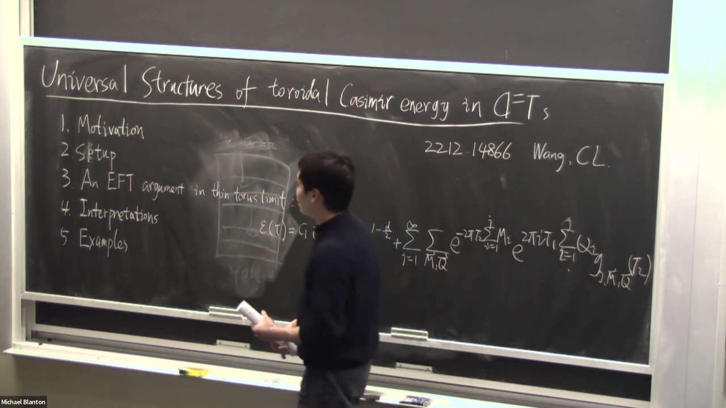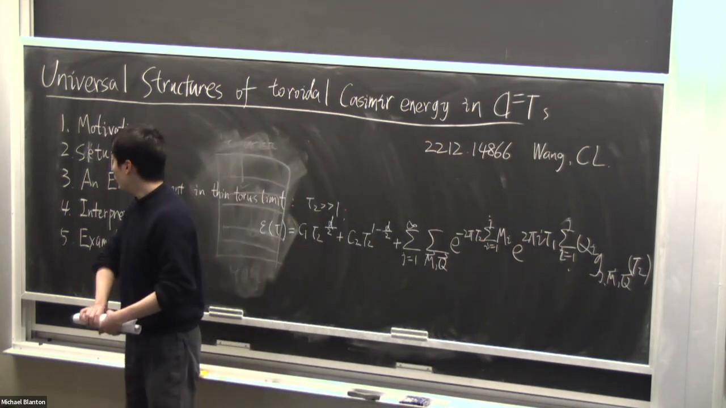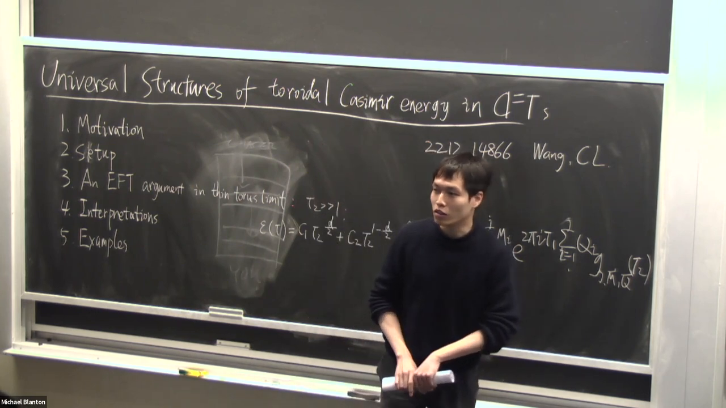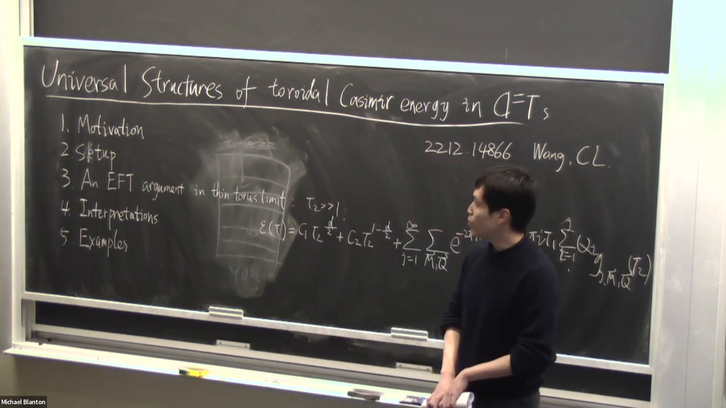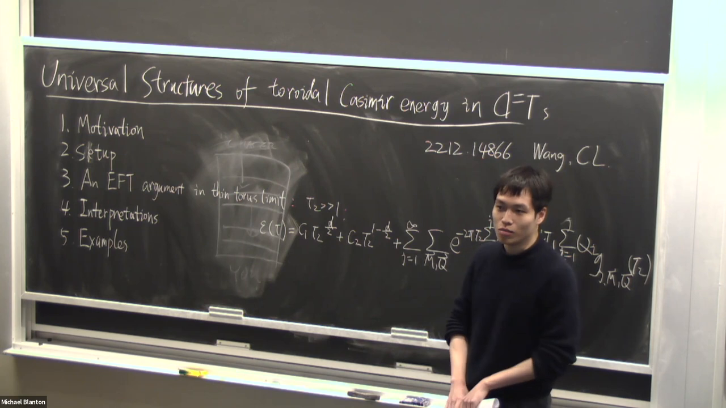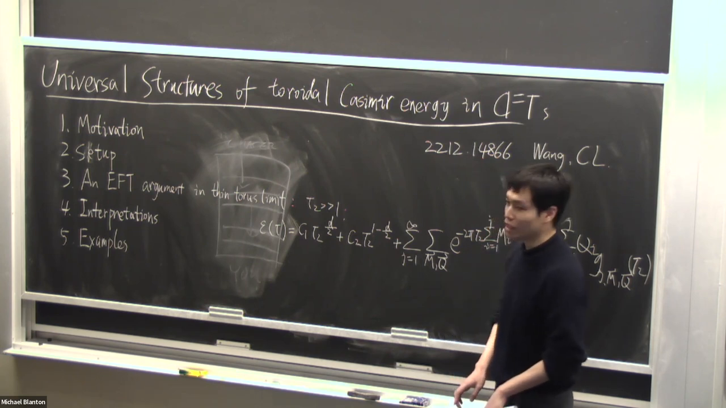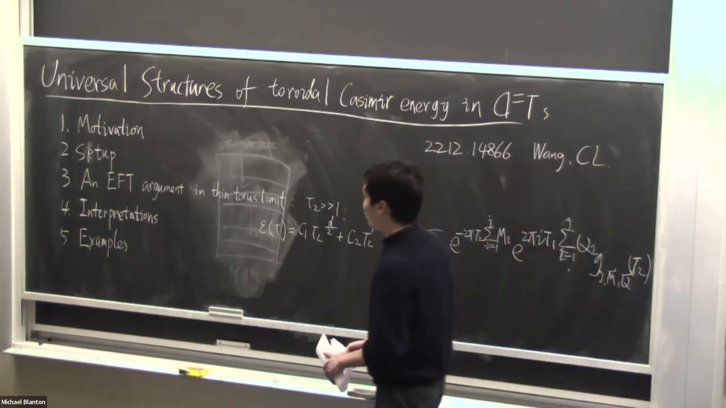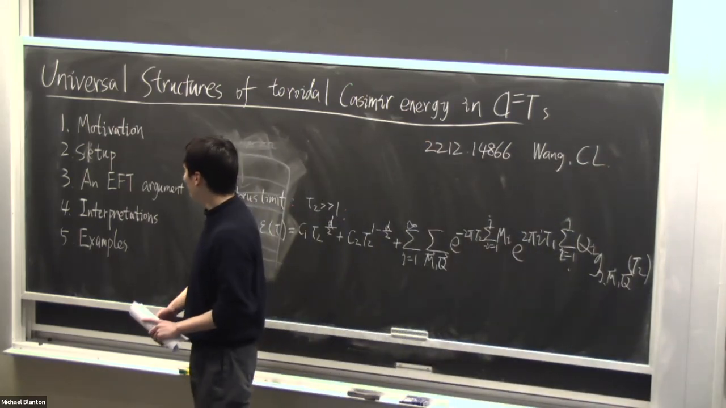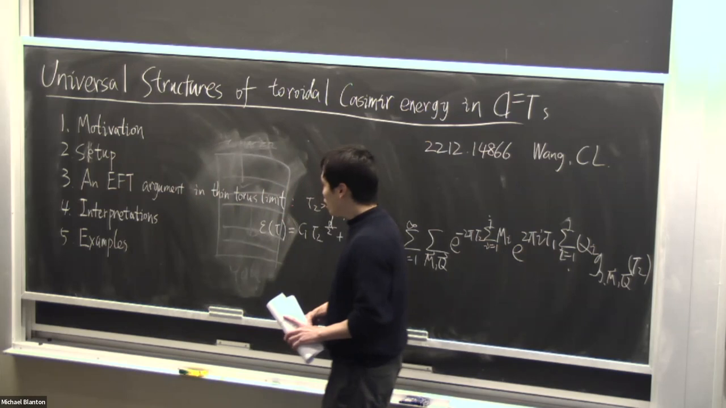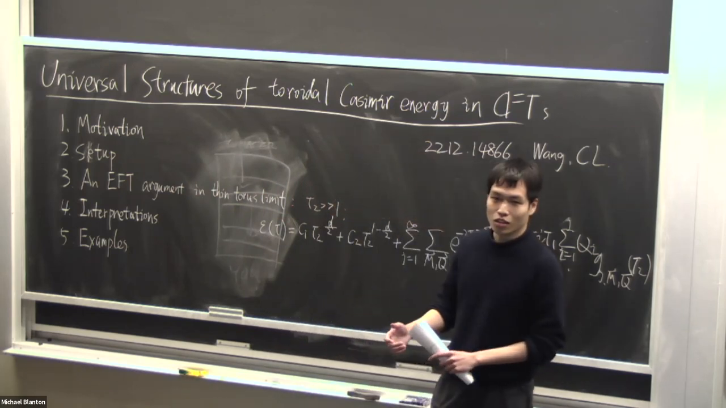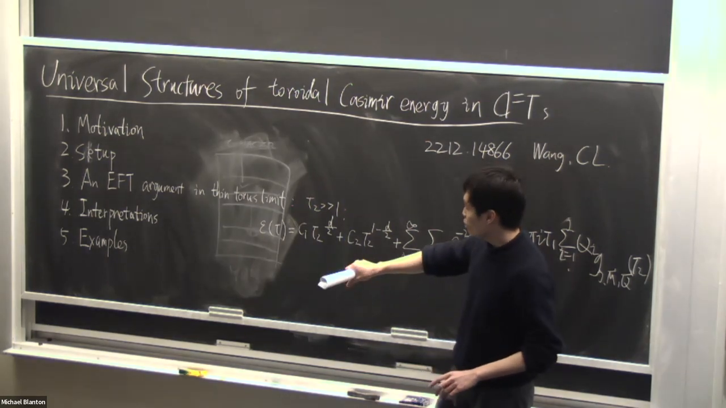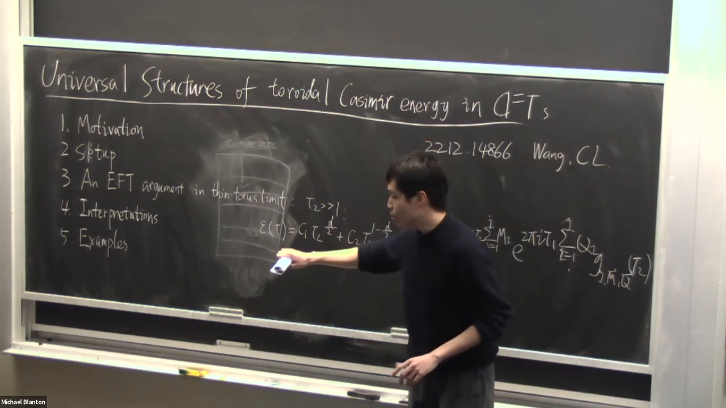And then in the second part, I'm going to review some setup about CFT and the torus, and also some basic properties that we should see immediately about the energy, like modular invariance. And then the main part is part three, where I'm going to introduce an EFT argument that is going to give us the thin torus limit, this universal expansion of the Casimir energy.